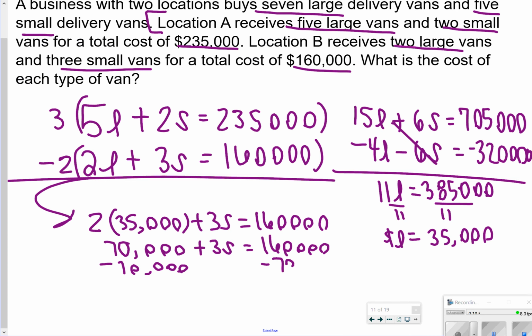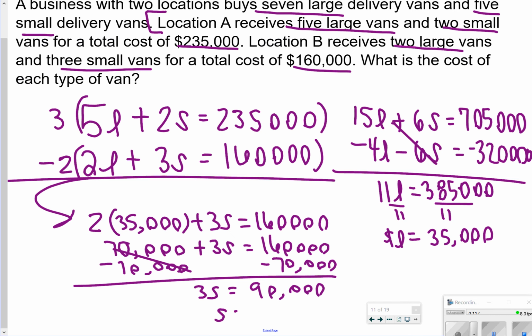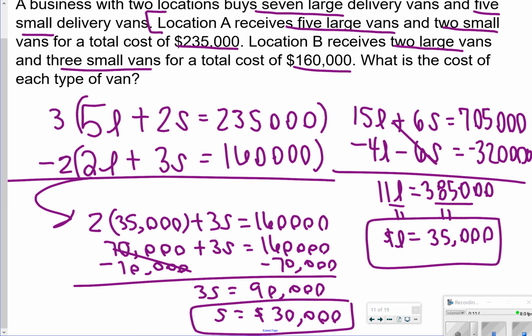So many zeros. Again, we'll solve it here. So 3S is equal to 90,000. So S is equal to $30,000. So a large van costs $35,000 and a small van costs $30,000.